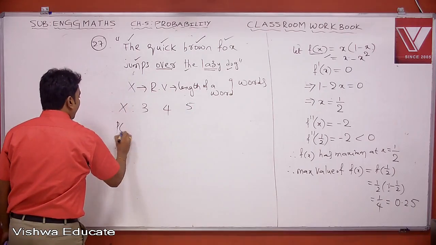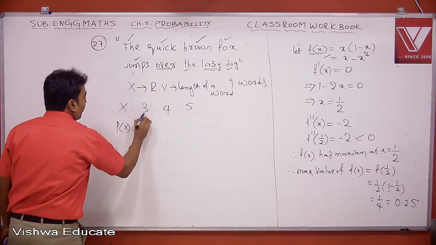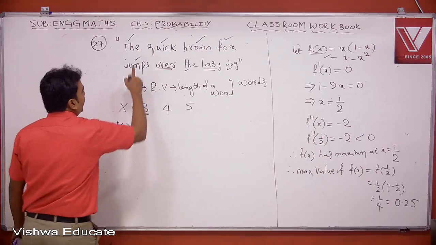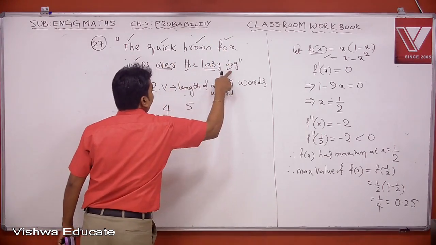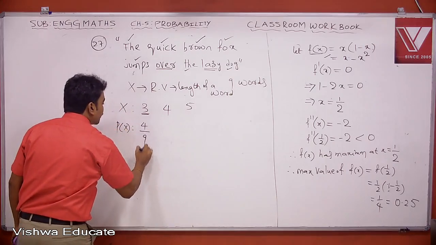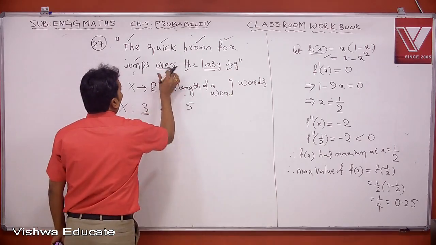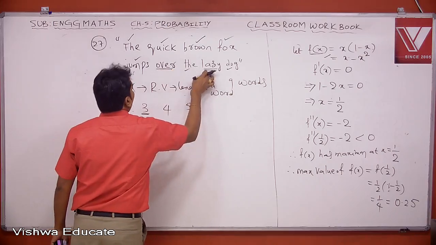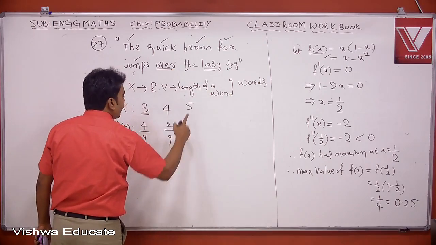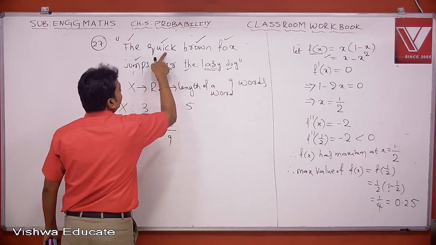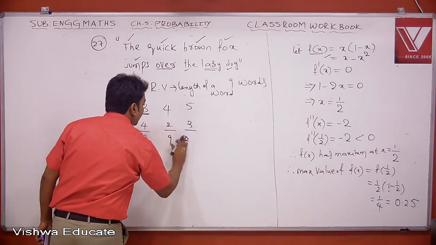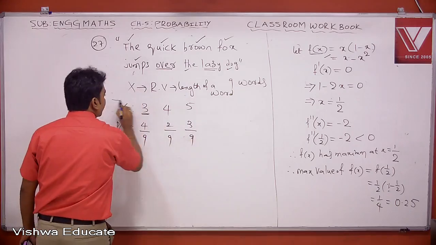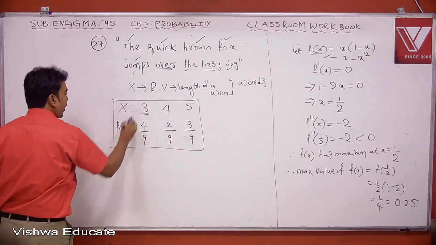Let us look at the probability. So how many words are there of length 3? 1, this is 2, and this one is 3, 4. So 4 out of 9 words. Length 4: over, lazy, only 2, so 2 out of 9. Length 5: quick, brown and jumps, so 3 out of 9. So this is the PDF in the case of this random variable.